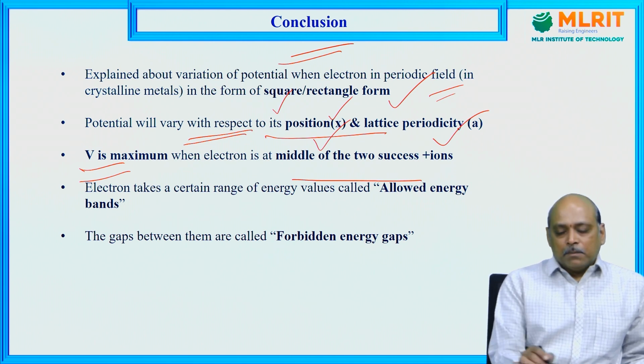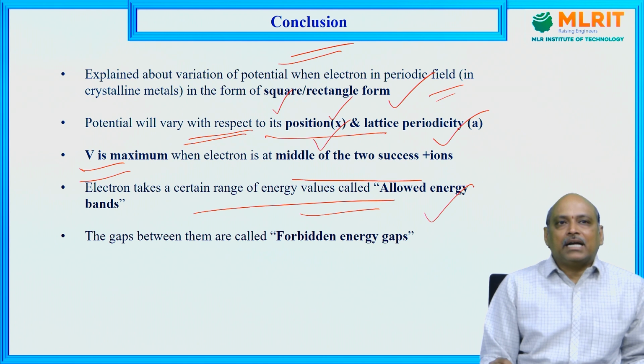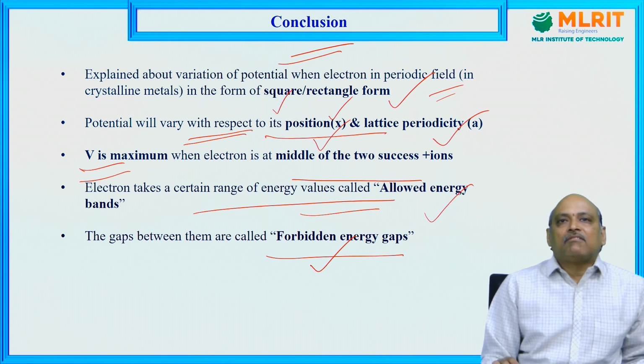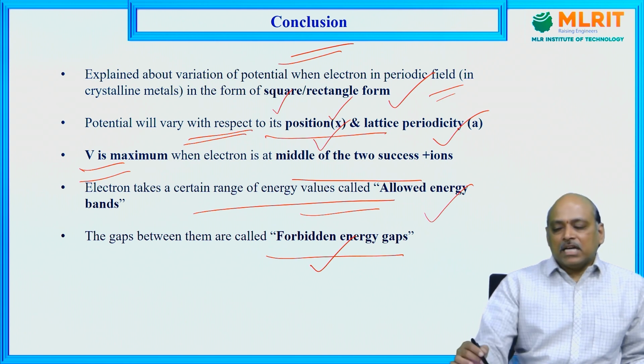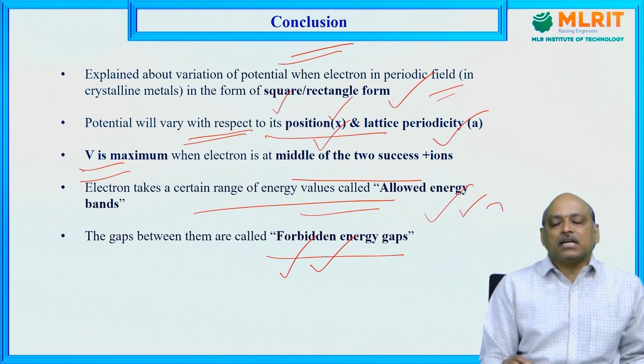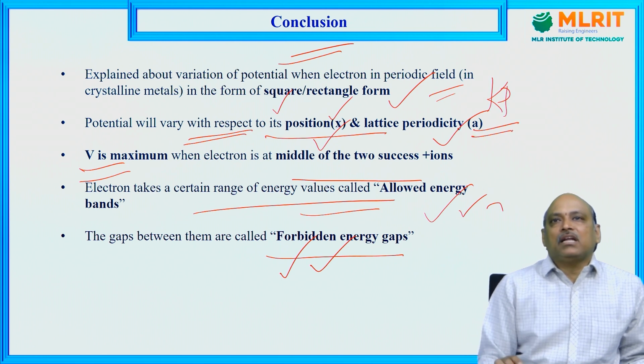Next, by taking the König-Penney model, we can successfully explain the formation of allowed energy bands as well as the forbidden energy gaps. Forbidden energy gaps are the gaps between one allowed energy band and the next immediate successive allowed energy band. We call them forbidden energy gaps. All these concepts can be successfully explained by using the König-Penney model, also called the KP model in quantum physics.